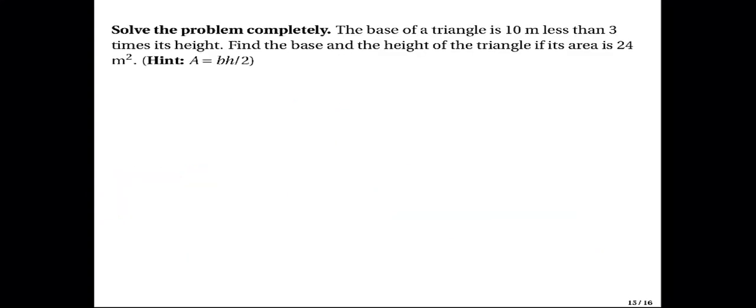Let's have this problem. The base of a triangle is 10 meters less than 3 times its height. Find the base and the height of the triangle if its area is 24 meters squared. And hint, the area, it's just base times height over 2. Okay? So let us introduce the variables first. Let h be the height. Okay? And then let b be the base.